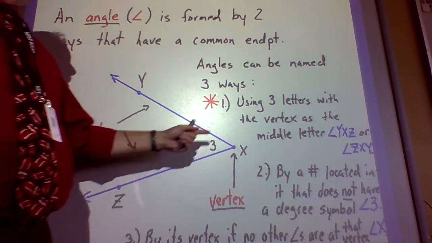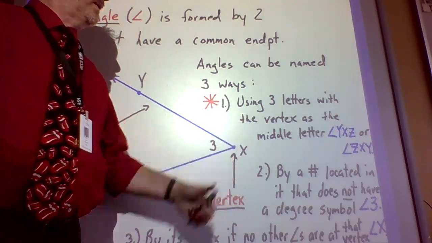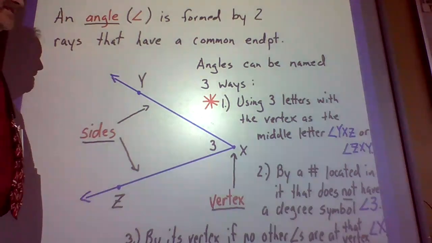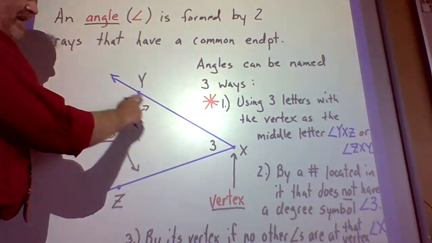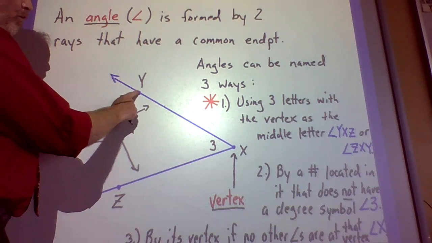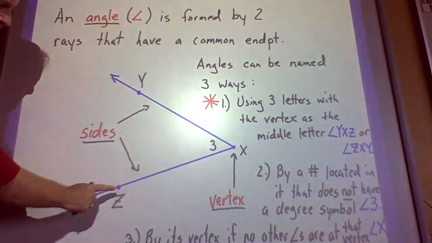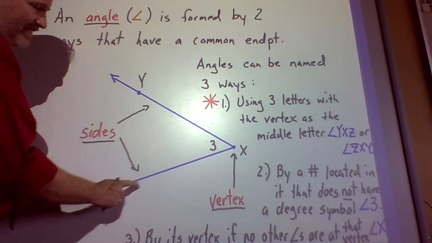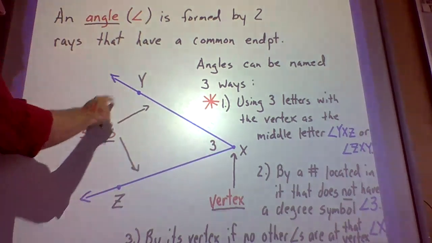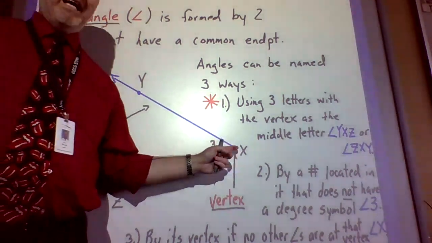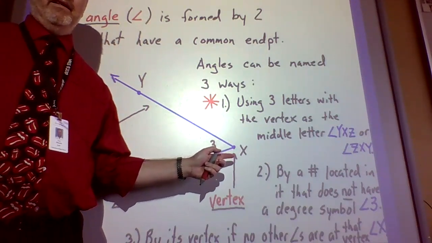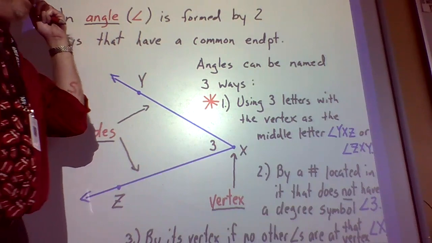Okay, so the three-letter way, the most popular way, the way that it will confuse you all a lot, is you can call this angle here YXZ, or if you wanted to go the other way, you could go ZXY, but in both cases, the X was the middle letter because that's the vertex. All right, the vertex is always the middle letter.